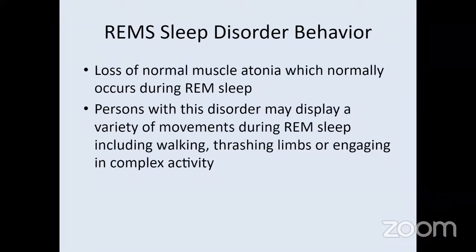REM sleep behavior disorders. So this includes loss of normal muscle atonia, which normally occurs during REM sleep. So in REM sleep, the normal physiology is to lose muscle control or have a degree of muscle paralysis, and this is lost in patients who have REM sleep disorders. So persons with this disorder may display a variety of movements during REM sleep, including walking, thrashing limbs, or engaging in complex activity, and this is usually noticed by the bed partner.